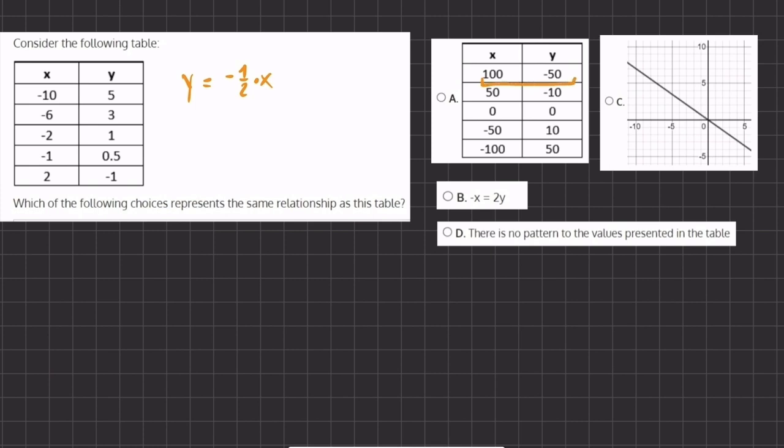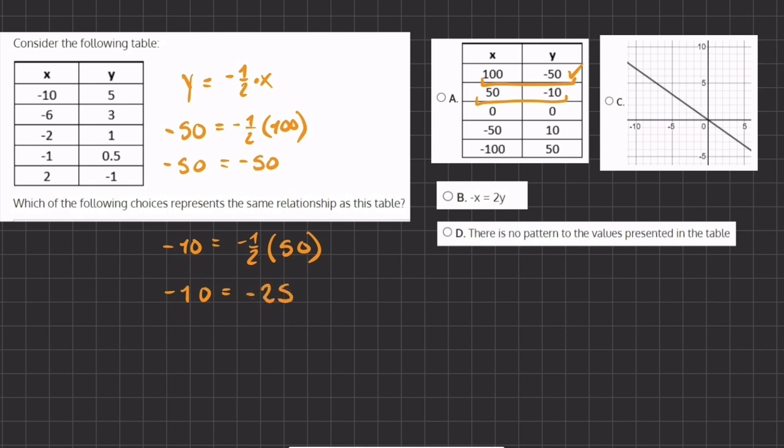So now let's pick our first point, negative 100 and negative 50, and plug it into our formula. So instead of y, we'll plug in negative 50 equals negative half times x, which is 100. Alright, so we have negative 50 equals negative half of 100, which will also give us negative 50, so this first point is correct. Let's move on and check another point. We have negative 10 instead of y equals negative half times x, which is 50. So now we have negative 10 equals negative half of 50, which will give us negative 25, and these are not equal to one another, therefore incorrect. So this does not match our formula.